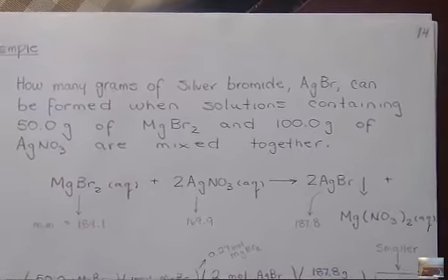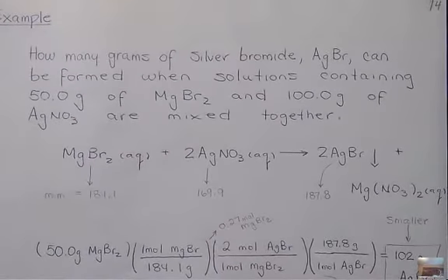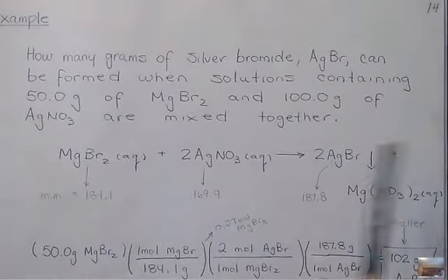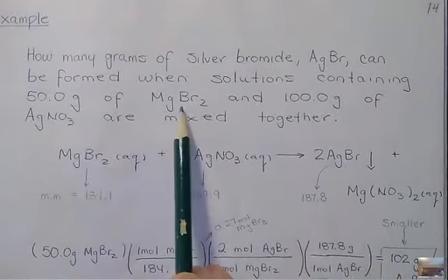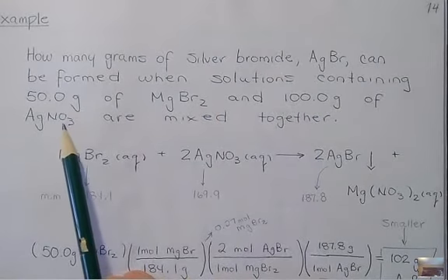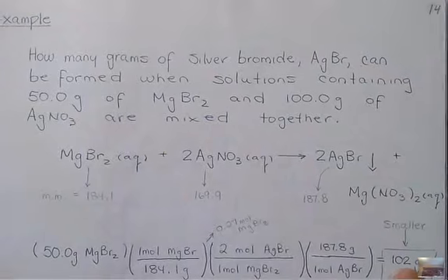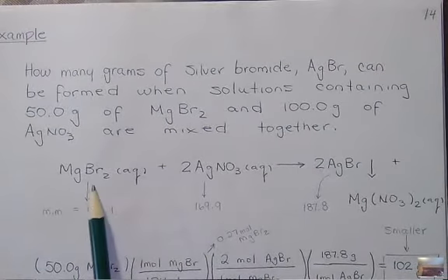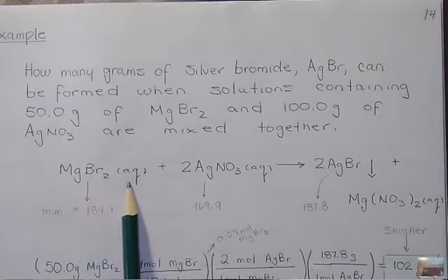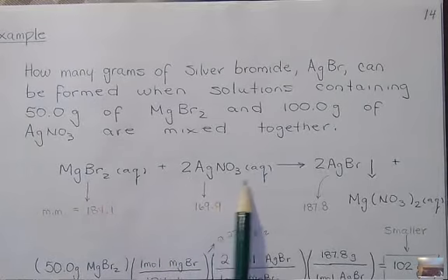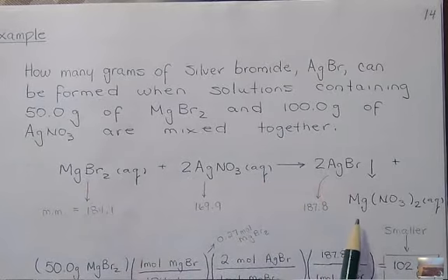Okay, here's a second example. How many grams of silver bromide, AgBr, can be formed when solutions containing 50 grams of magnesium bromide and 100 grams of silver nitrate are mixed together? So this is a double replacement reaction. It's given to you balanced. 2 MgBr2 aqueous react with 2 AgNO3 aqueous to make 2 AgBrs and 1 MgNO3.